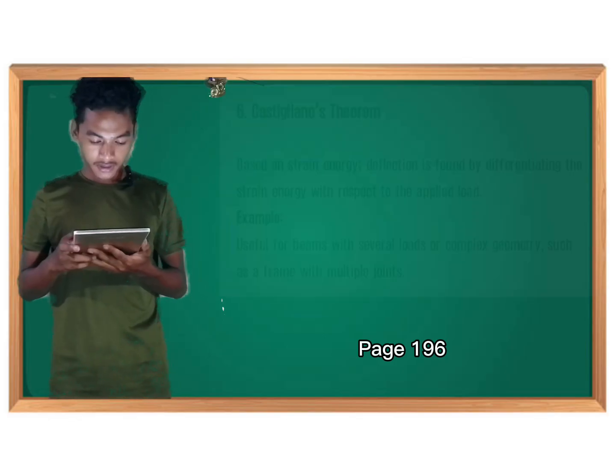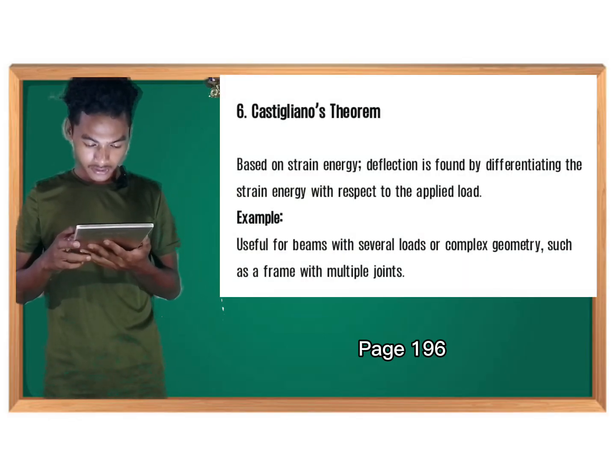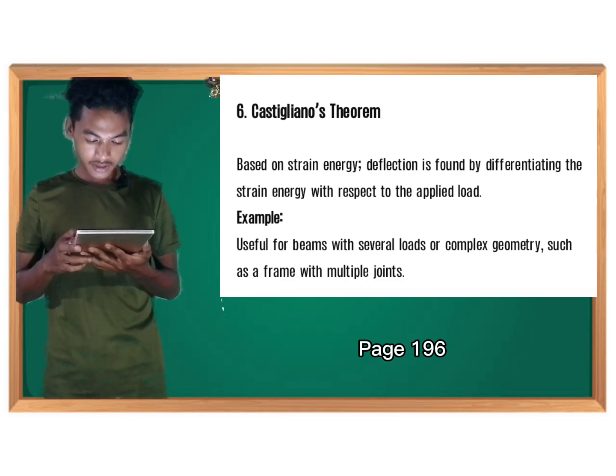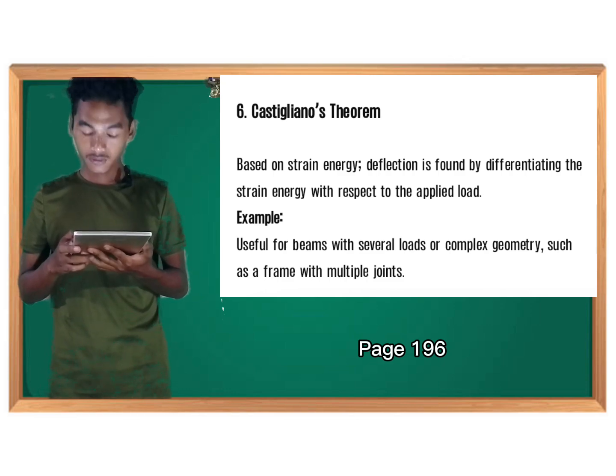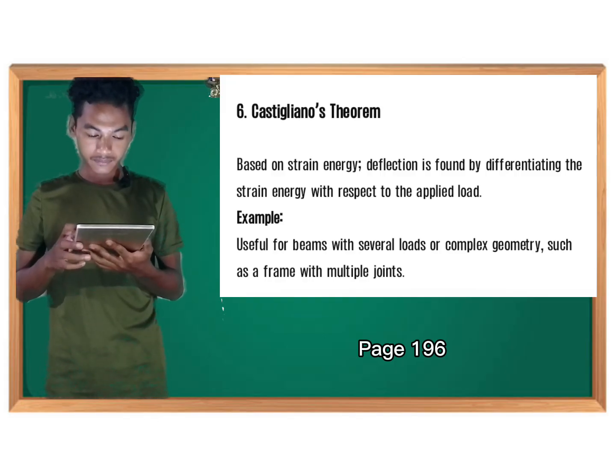Number six is Castigliano's theorem. Based on strain energy, deflection is found by differentiating the strain energy with respect to the applied load. Example: it is useful for beams with several loads or complex geometry, such as frames with multiple joints.